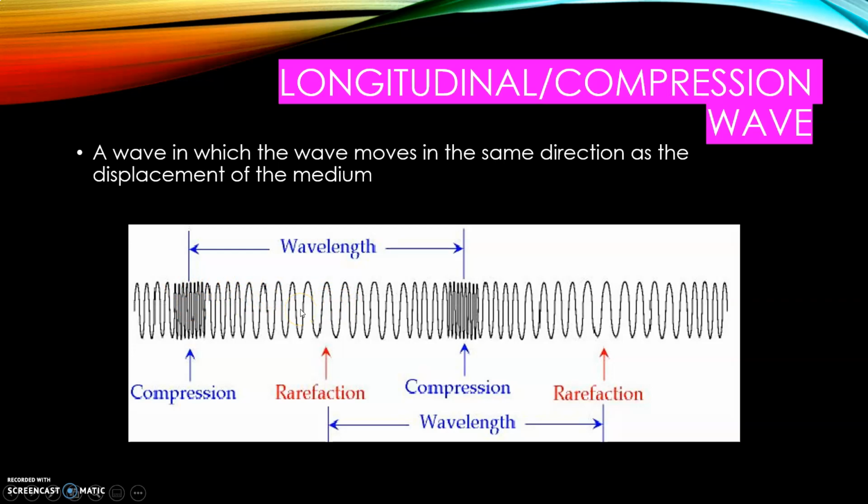You can go back to my previous PowerPoints if you want to see some of those GIFs, right? And the different parts: you've got compressions. That's where the matter is compressed together, and that's how we measure one wavelength. And then we've got a rarefaction. Rarefaction is where they're spread apart right here. And this is like a slinky, right? It's just a way of representing a longitudinal wave.